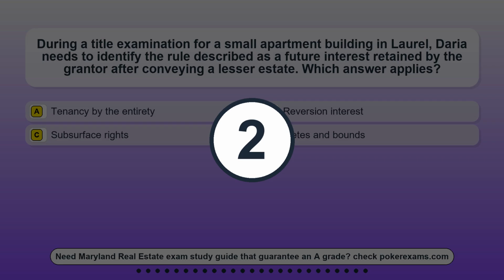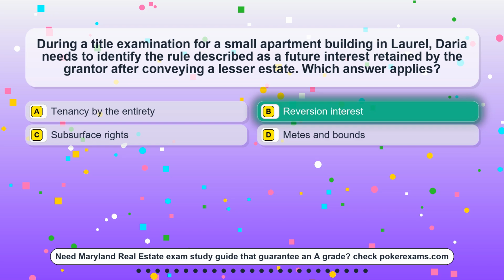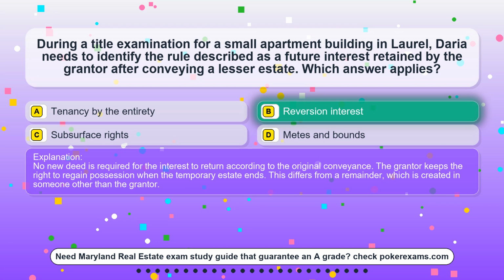The correct answer is option B, reversion interest. No new deed is required for the interest to return according to the original conveyance. The grantor keeps the right to regain possession when the temporary estate ends. This differs from a remainder, which is created in someone other than the grantor.